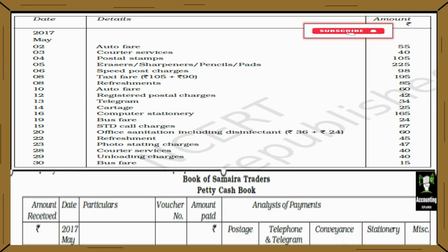Let us analyze each of the expenses and see how many columns we have to open for all these expenses together. First, it is auto fare. For auto fare, we will open the conveyance column. Courier services, we are going to open the postage column. Erasers, sharpeners, pencils or pads, for that we are going to open the stationery column. Say C stands for conveyance, P stands for postage and S stands for stationery.